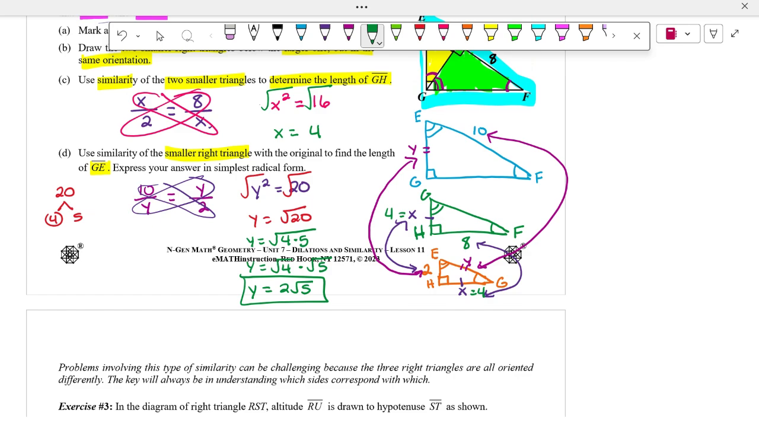If you're taking the square root of two numbers being multiplied together, you can break them apart to be the square root of 4 times the square root of 5. And the square root of 4, we know, is 2, so it's just 2 times the square root of 5. We're going to have to answer it in this way.